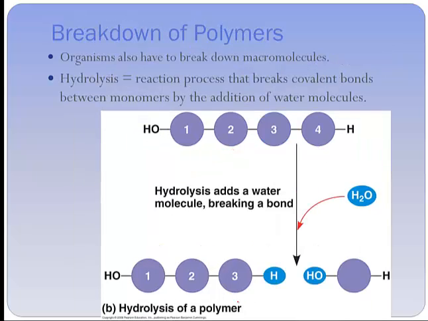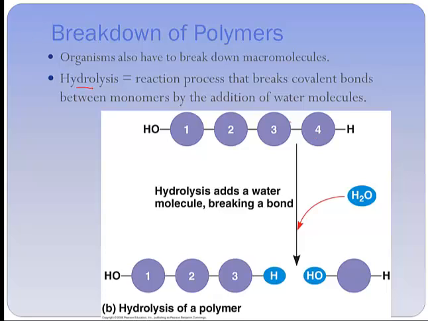Now, not only do we need to be able to have these large molecules and be able to build them, but organisms need to be able to break these macromolecules down. So once we put them into our body, we have to have a way to be able to basically use them for digestion and energy for ourselves. So to do that, we have to take these large molecules and break them down. Now, this process is called hydrolysis. So basically what we do is we take a large polymer and we start to cut it apart.